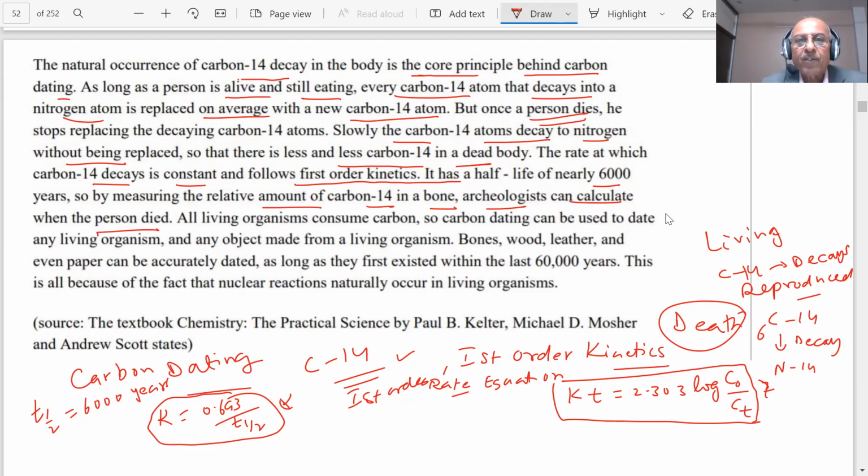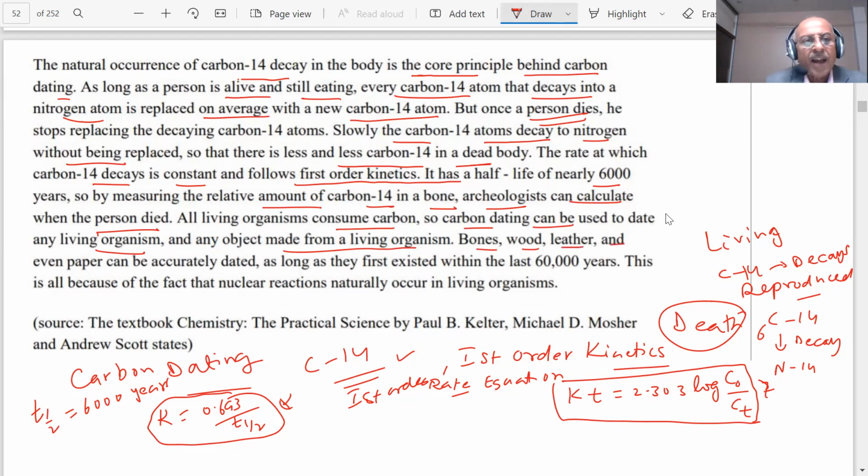So if I can calculate the amount of C14 in the bone of a dead body, I can say what is the age of that, when the person died. All living organisms consume carbon. So carbon dating can be used to date any living organism and any object made from a living organism. So if we can find the amount of C14, then we can age it. We can find the date.